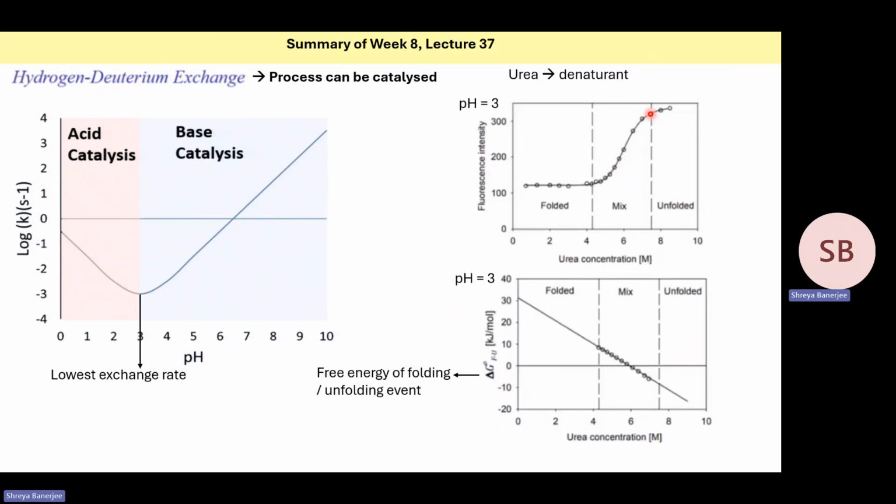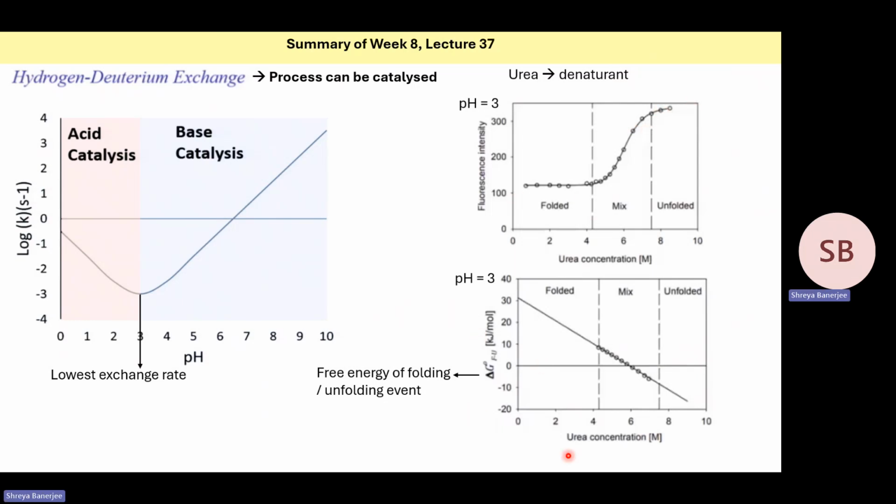So this region between the dotted lines is where you have a mixture of the folded and unfolded proteins. Increasing beyond 7.8 molar or so of urea, you will only have the unfolded protein. So this is called an unfolding curve. On the y-axis, basically the fluorescence intensity is plotted of a residue like tryptophan which has fluorescence. So depending on whether it is in the folded or unfolded state, the fluorescence intensity will be different and you will get this kind of a sigmoidal curve.